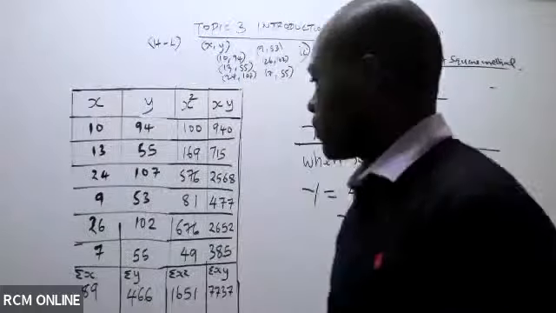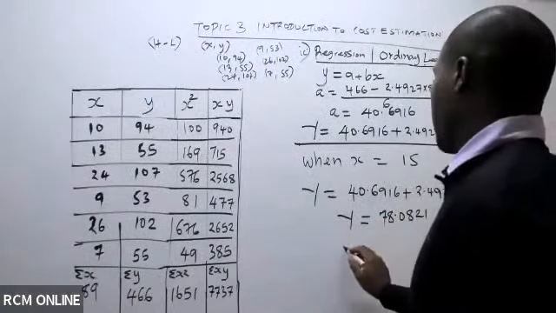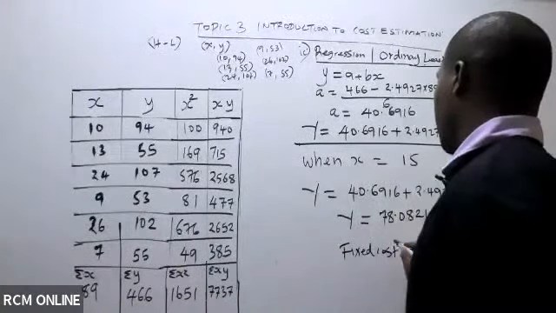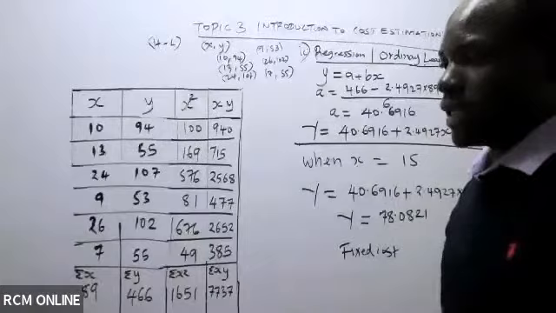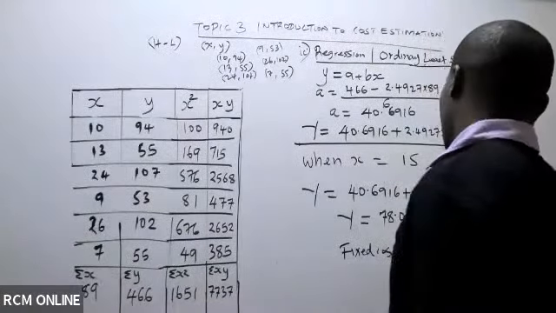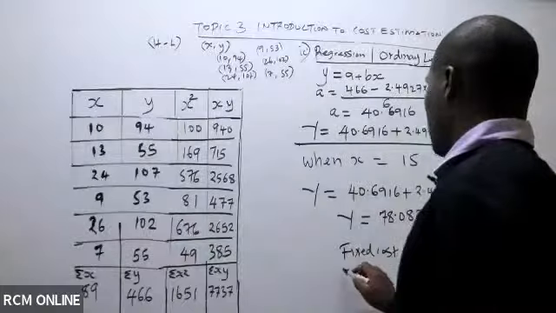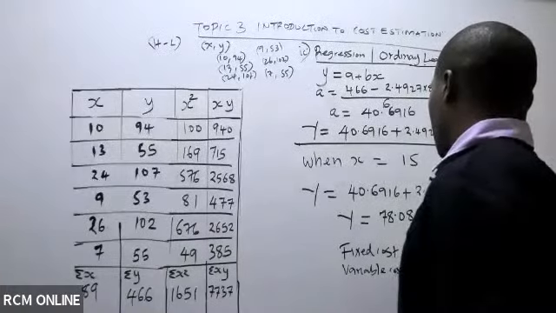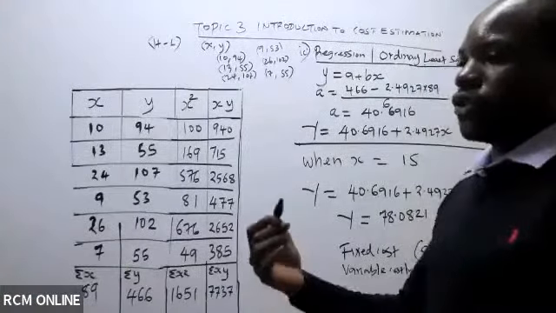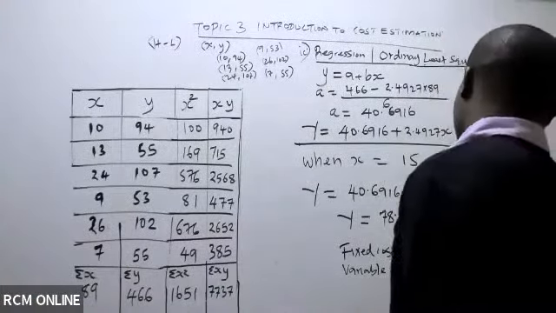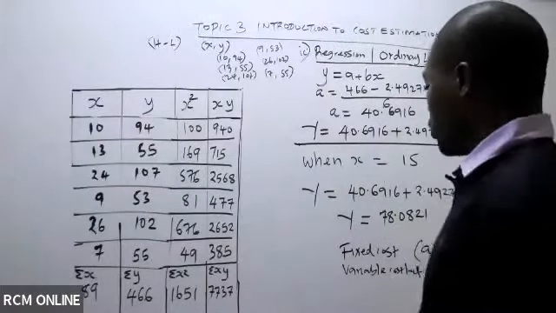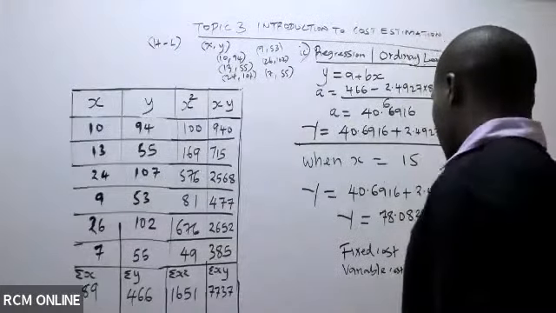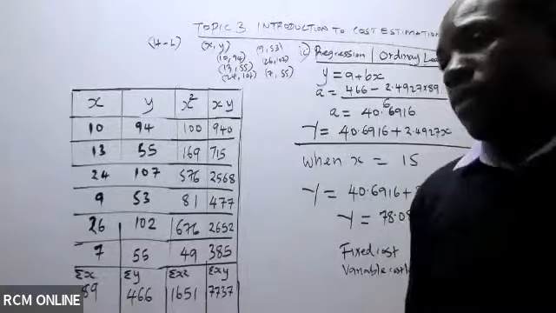If you're told to find fixed cost, remember fixed cost is the y-intercept. Now y-intercept is equal to A. If we are told to give us variable cost per unit, it was the gradient or slope of the curve. And we said that is B. So if you are told to get fixed cost, get the value of A. Variable cost, get the value of B. That's what I'm saying.